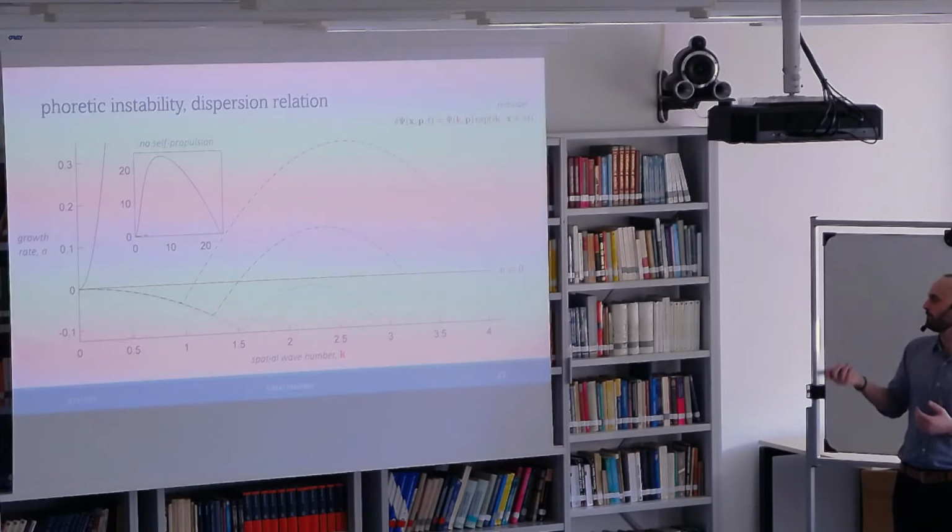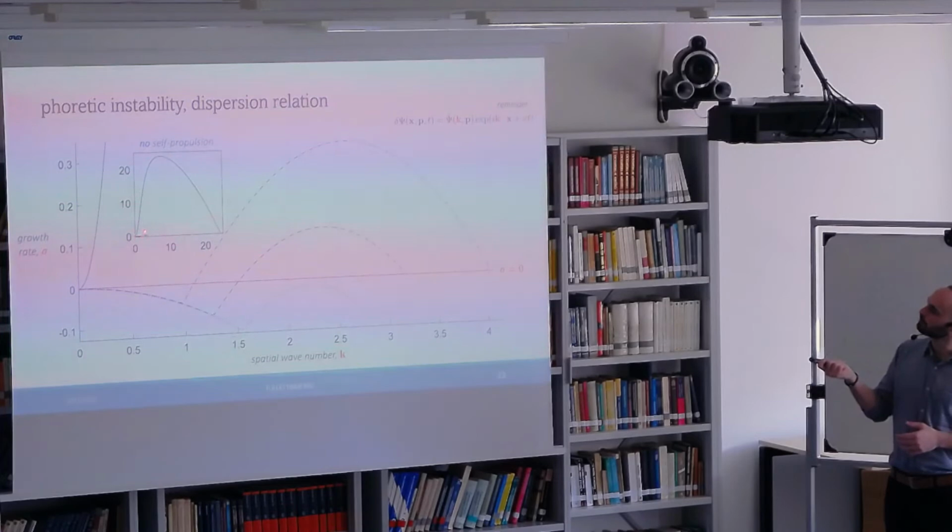In fact, if we solve the dispersion relation, we ask: what's the growth rate as a function of the inverse of the size of these aggregates? We see that without self-propulsion, there is this big range of unstable wavelengths, wave numbers. And as soon as self-propulsion is non-zero, we end up right there, which is what I zoom in on here. So definitely the stability analysis confirms this, I would say, rather intuitive fact that self-propulsion stabilizes things.